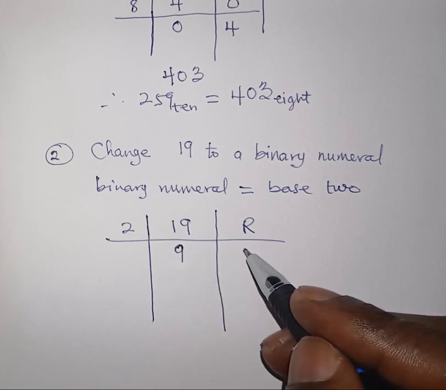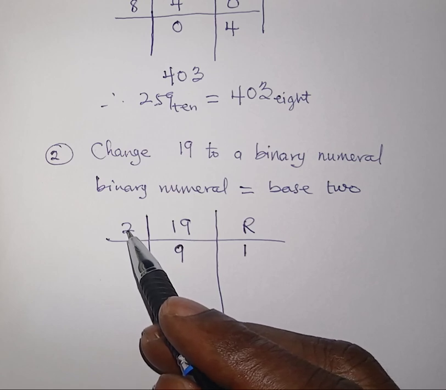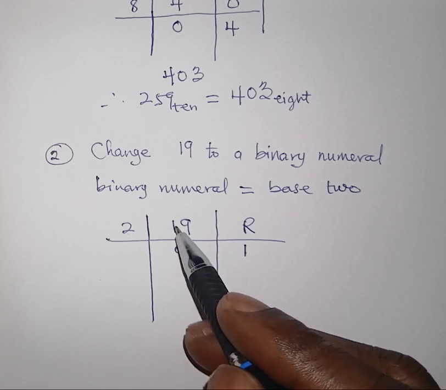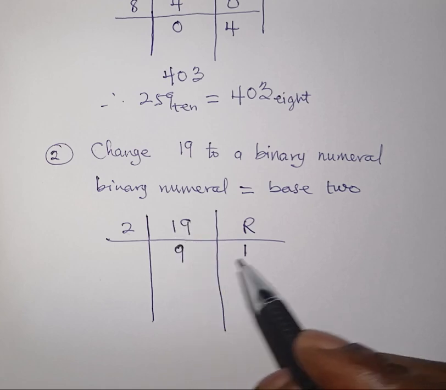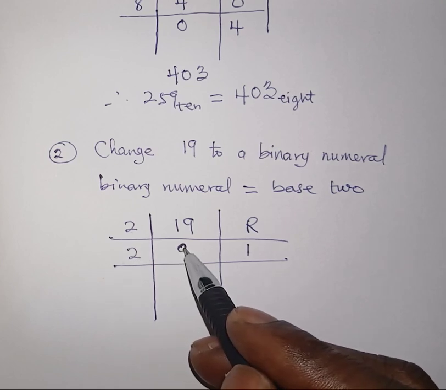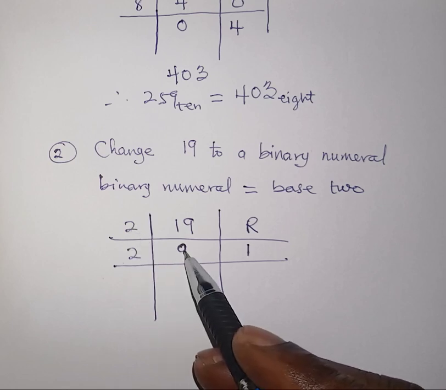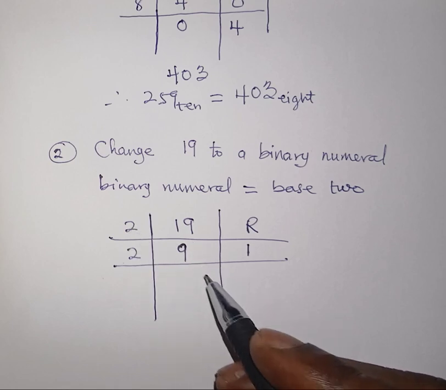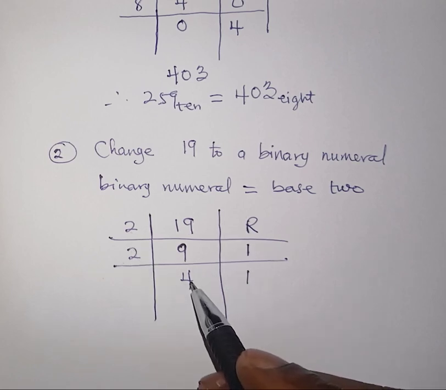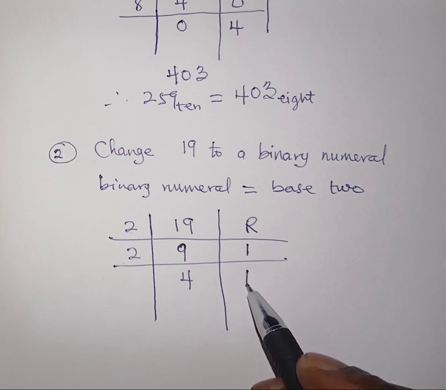9, remainder what? 1. So when 2 multiplies 9, it will be 18. Okay, 18. So 19 minus 18 is 1. That will be the remainder. Good. Now 9 is still greater than 2, so we can divide again. 2 divides 9 how many times? We can say it is 4, remainder 1, because 2 times 4 gives me 8. If I subtract 8 from 9, I'm getting 1. That will be the remainder.